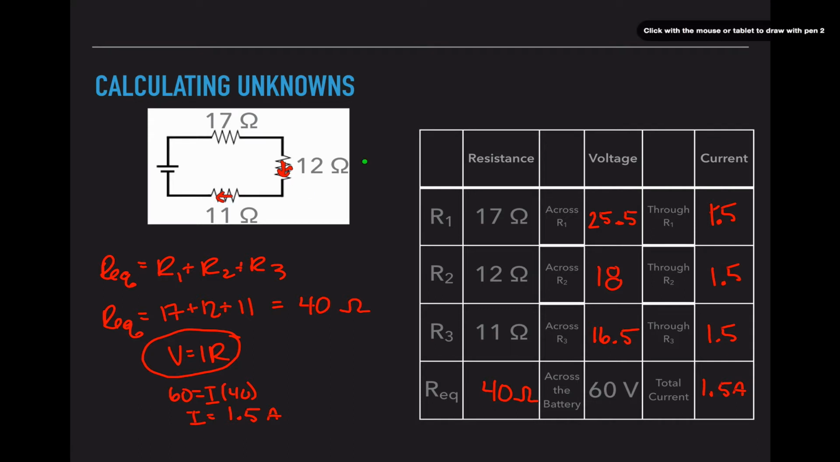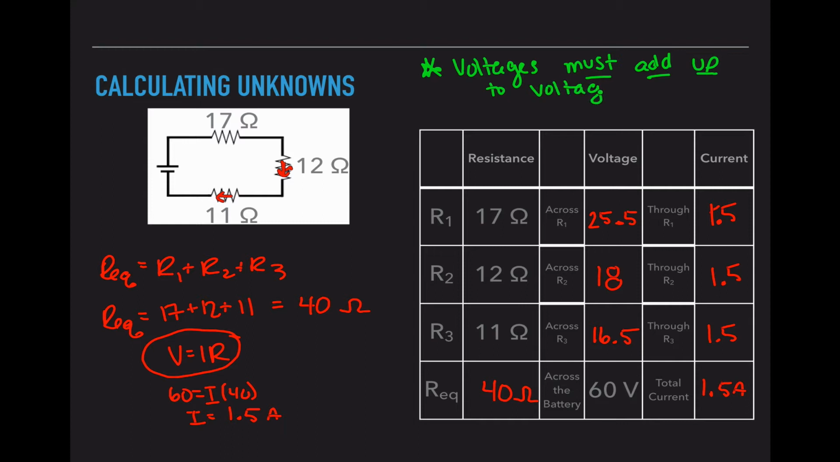So here are some things I want you to star. Star number 1. Your voltages must add up to the voltage at the battery. 25.5, 18, and 16.5 added together is equal to 60.